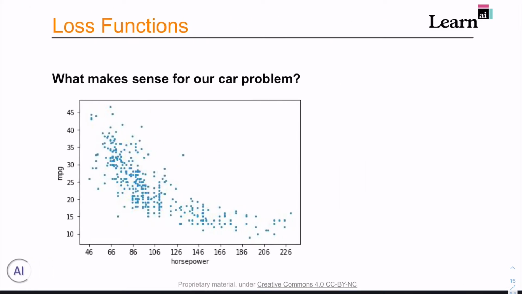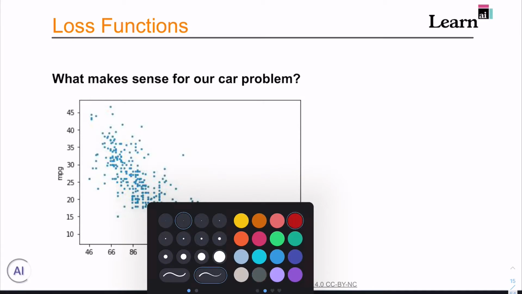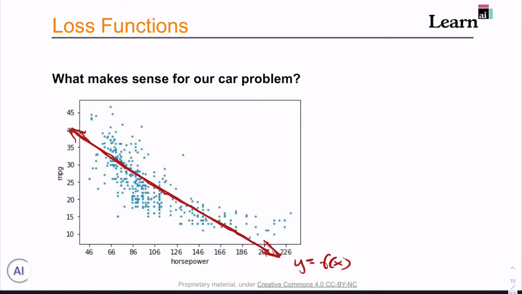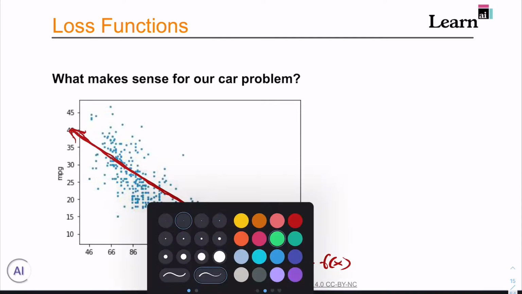So let's think about what we want to use for our car problem. What makes a prediction good? Let's draw a line first of all. Nice red line. Let's say it's a pretty good fit, but maybe it's not the best one. So how do we know whether a prediction is good or not? Let's say y equals f of x, and we have all these labeled examples.